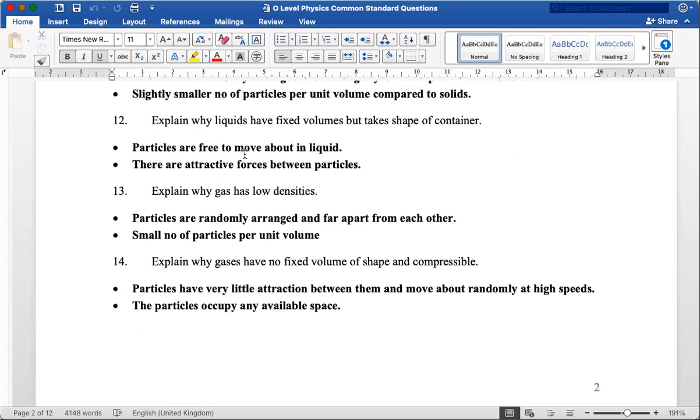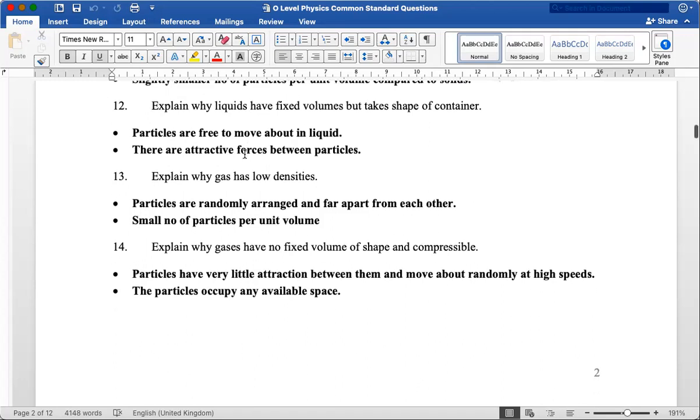Explain why gas has low density. Particles are randomly arranged and far apart from each other. Small number of particles per unit volume.